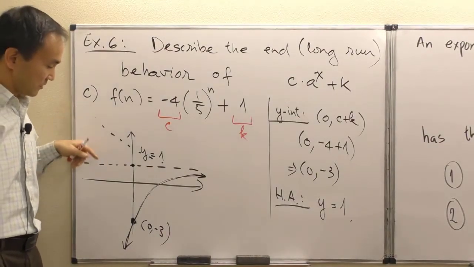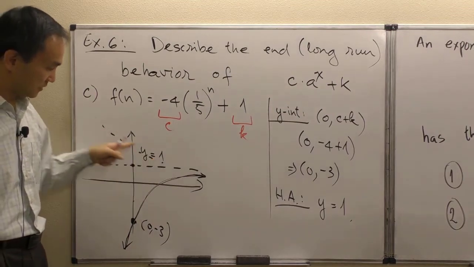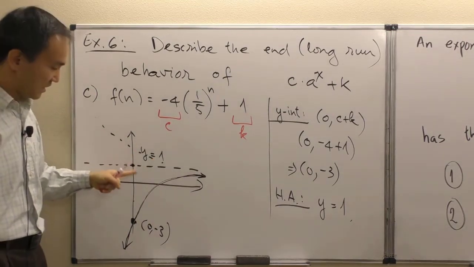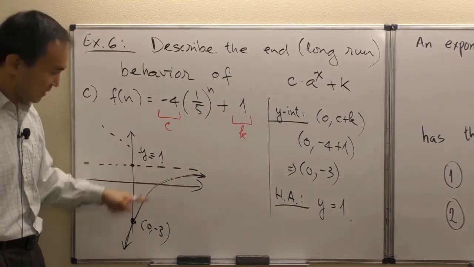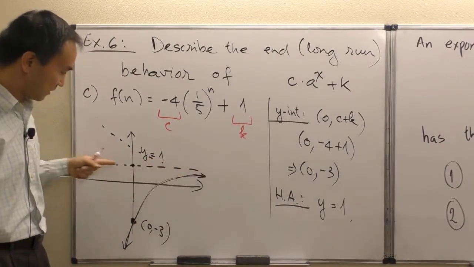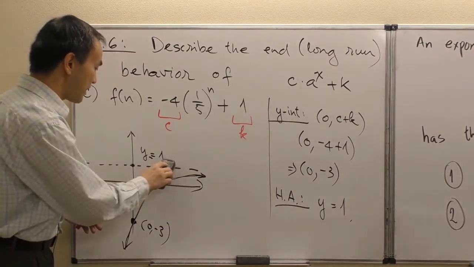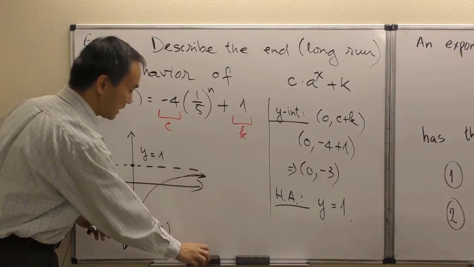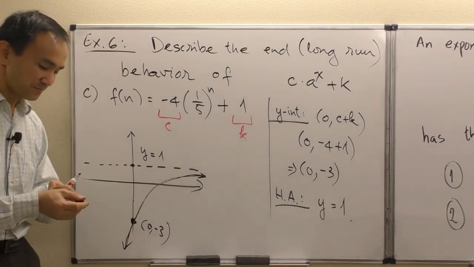Multiplying by a negative makes it flipped compared to the parent version, and it's going to cross at that y-intercept, and be asymptotic to that horizontal line right there. Looking at this graph, we have a clear understanding of the end behavior of that graph.